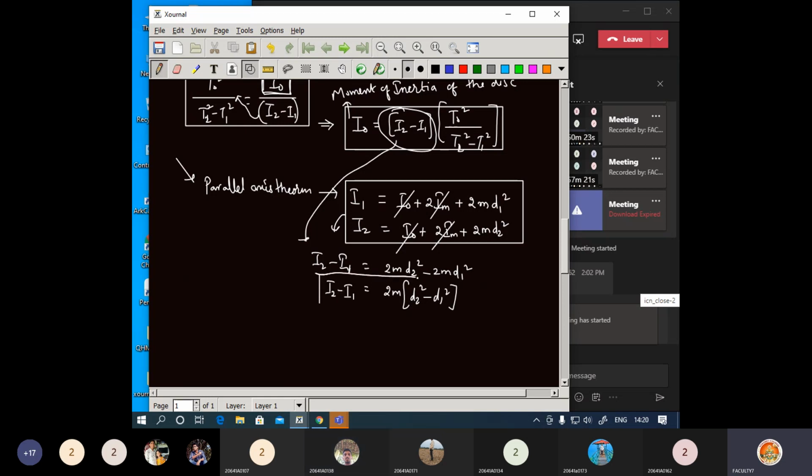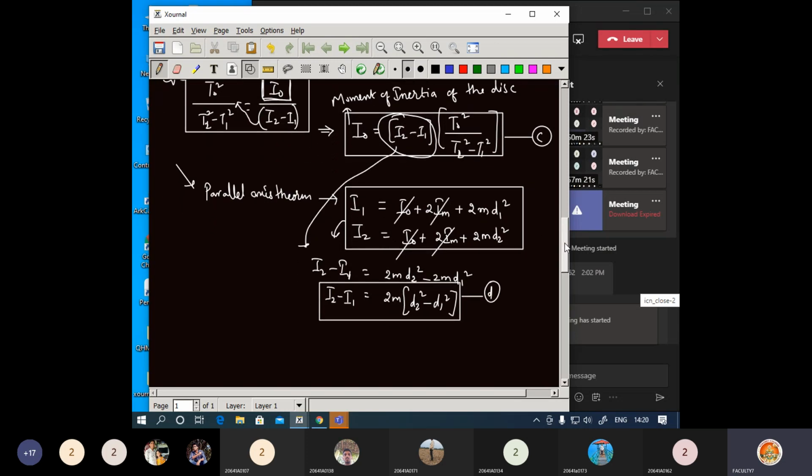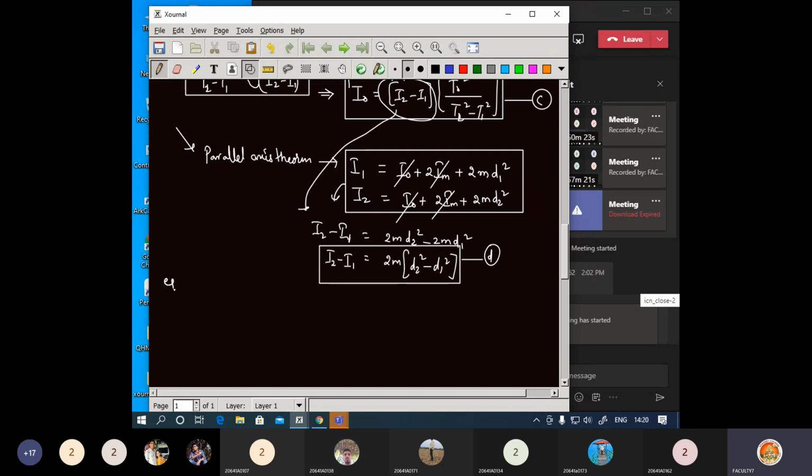Right. Now we are going to substitute this in the earlier equation, which is equation number C. Take this as equation number D. Now substitute equation D in equation C. Now what you will get is the expression for the moment of inertia: I0 equals 2m (d2 square minus d1 square) into T0 square by (T2 square minus T1 square).